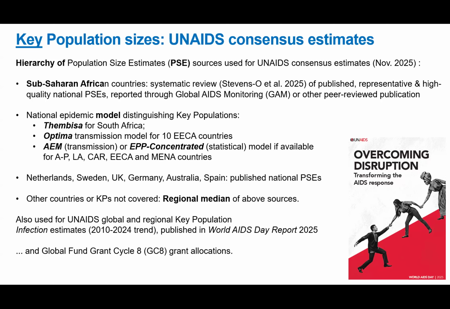So these size estimates for all the countries, for all 4 key populations, were produced and used for the latest estimates of key population infections, covering the period 2010 to 2024. This was published in the World AIDS Report at the end of 2025, Overcoming Disruption, you see here. And it's being used by the Global Fund for Grant Cycle 8 grant allocation adjustments.